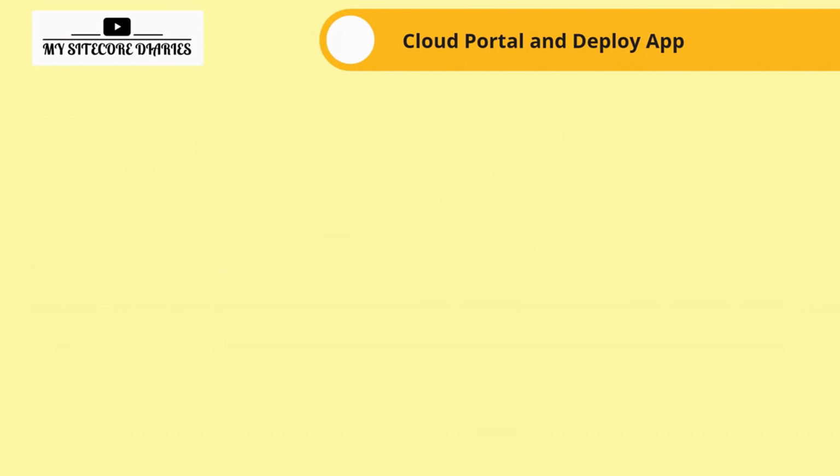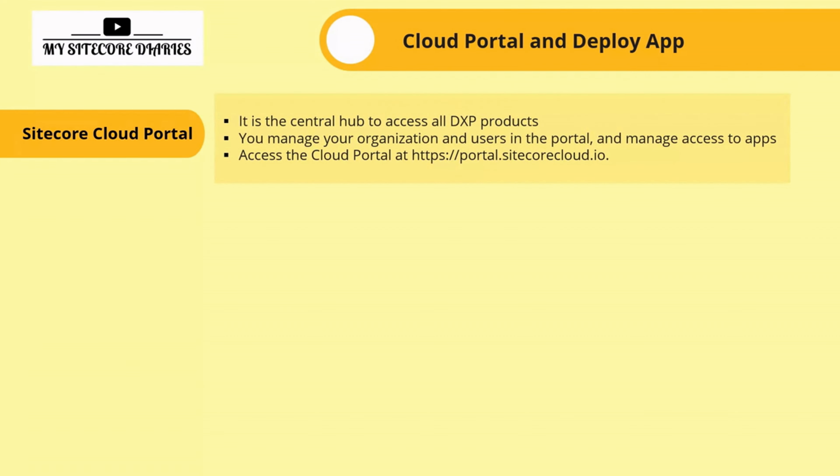Now there are two apps we will talk about: Cloud Portal and Deploy app. Sitecore Cloud Portal is a central hub to access all the DXP products. All the composable products you can access via the Sitecore Cloud Portal. You manage your organization and users in the portal and manage access to the apps. You can access the Cloud Portal with the given URL: portal.sitecorecloud.io. That is your Sitecore Cloud Portal URL.